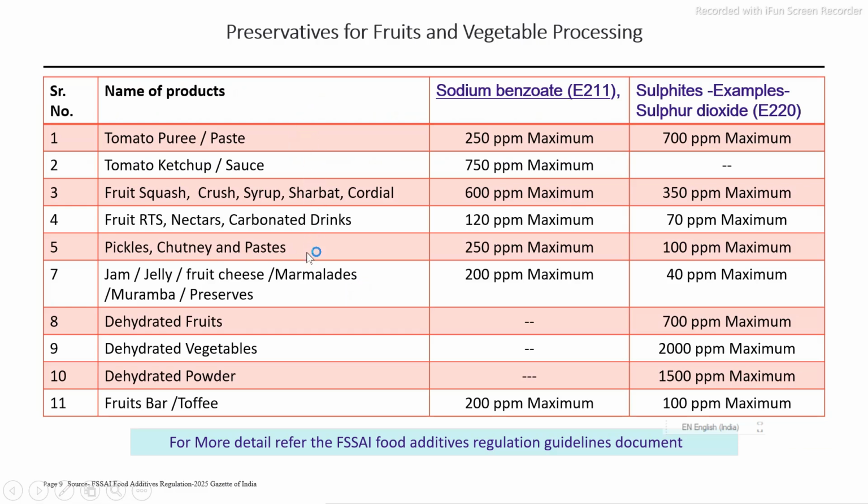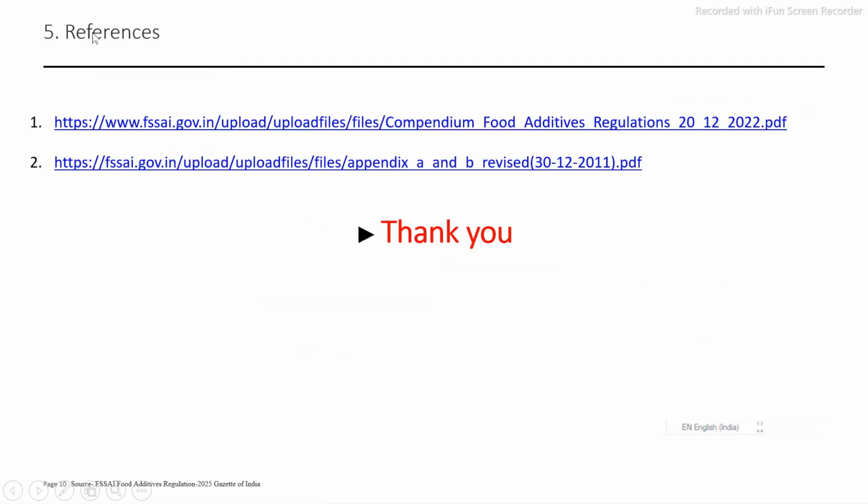These are examples showing the names of fruit and vegetable products and the use of sodium benzoate and SO2. For example, for jams, jellies, marmalade, muramba, preserve, and fruit cheese, the maximum limit for sodium benzoate is 200 ppm, and for sulfur dioxide the maximum limit is 40 ppm. These are examples for different types of fruit and vegetable products. In this video discussion, you learned about the chemical preservatives used in fruits and vegetable processing. Thank you.